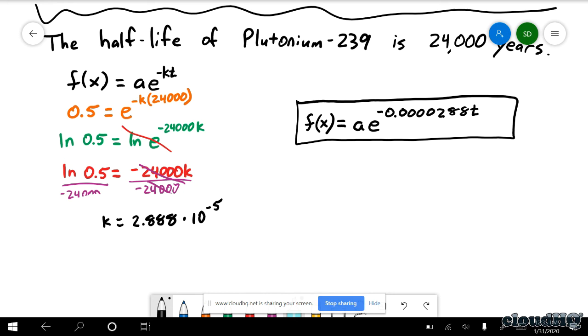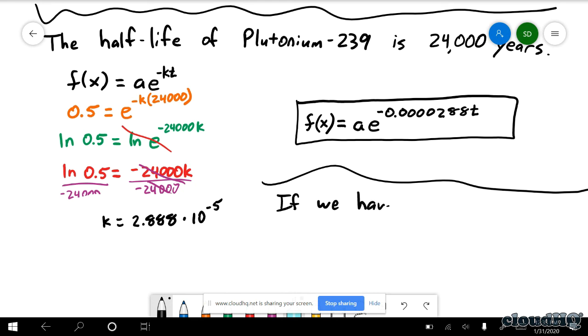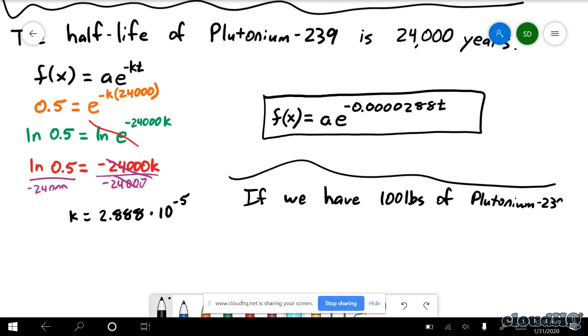100 pounds of plutonium-239. How much will you have in 10,000 years? We could ask questions like that. So let's do that problem and just see what we get. If we have 100 pounds of plutonium-239, how much will there be in 10,000 years?